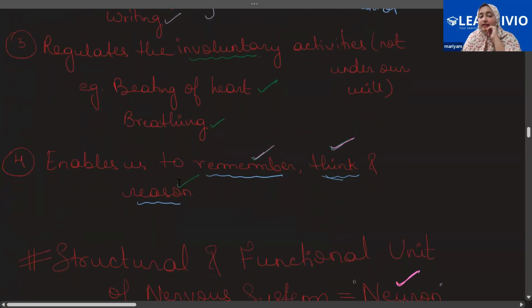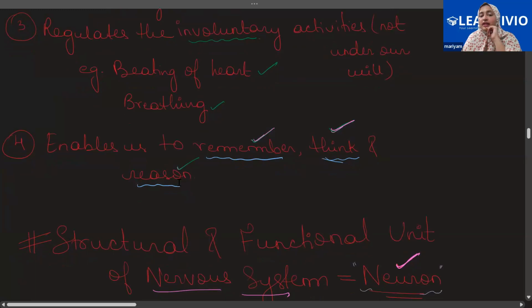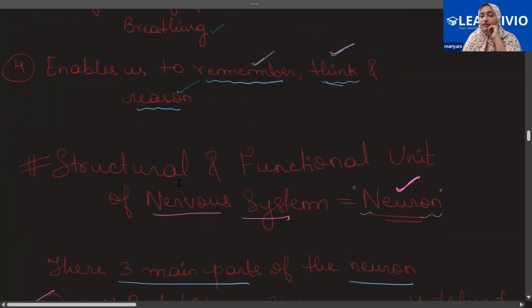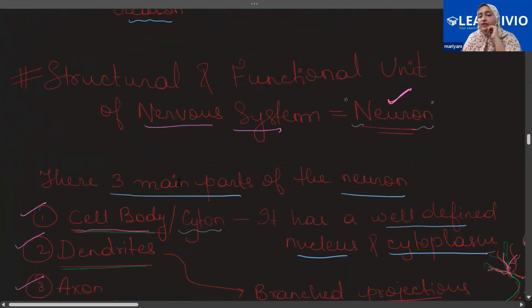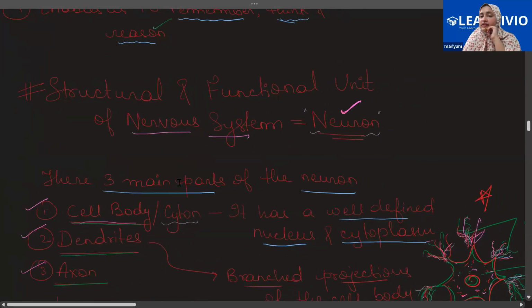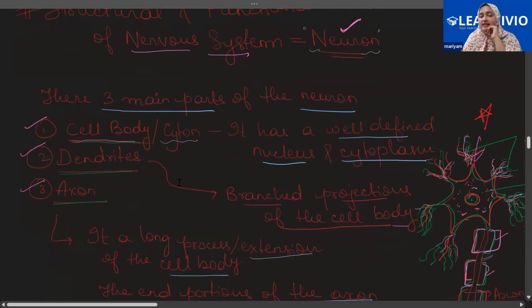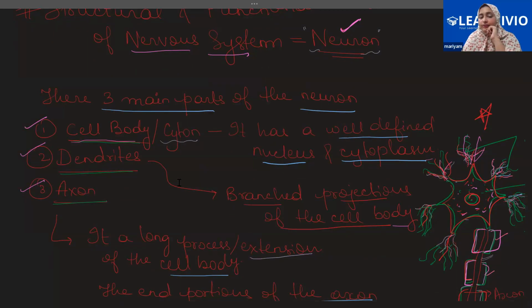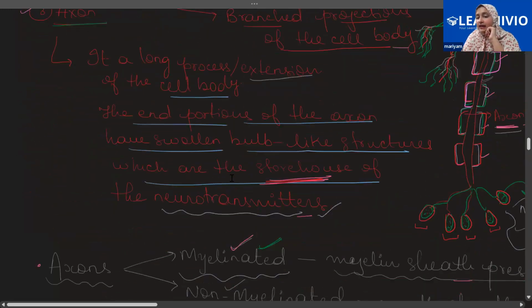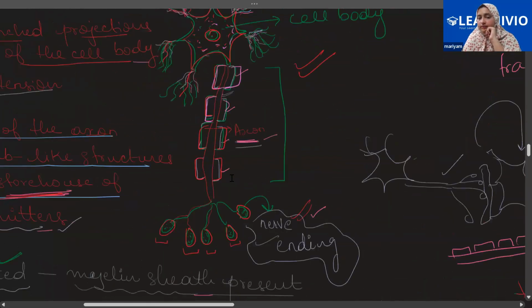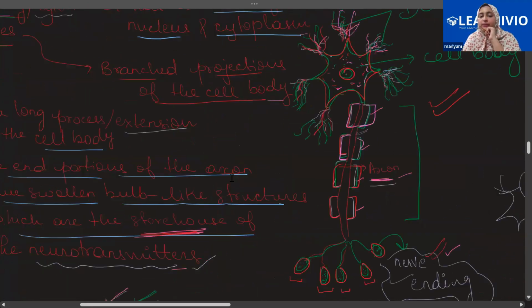Apart from that, the nervous system in our body enables us to remember, think, and to reason. The structural and functional unit of our nervous system is the neuron. And the neuron has three main parts, that is the cell body (cyton), dendrites, and axon. The axons have swollen endings, which store the neurotransmitter, and we call them the nerve endings. The diagram of the neuron is very important, so you practice it once or twice.